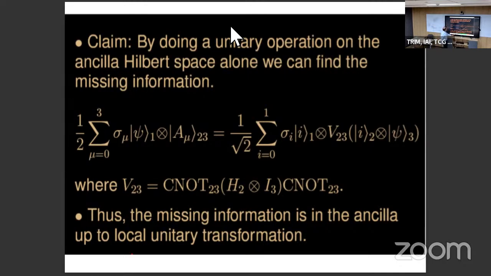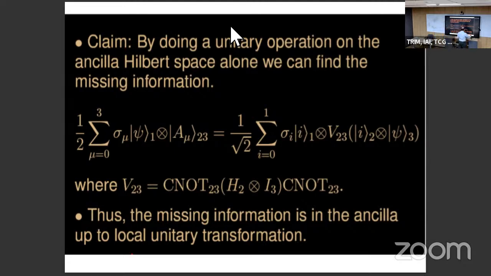And what is V23? This is a local unitary acting only on these 2 qubits. And what is the local unitary? The local unitary is essentially the CNOT acting between 2 and 3, and Hadamard tensor with identity, and CNOT acting between 2 and 3. So you see, the information which is missing from this part indeed is contained in this 3rd qubit up to this local unitary. If you do a local unitary here, you will get this state. So essentially that is the message, that the missing information which has disappeared from this part, you can actually find in the ancilla qubit up to this local unitary transformation.